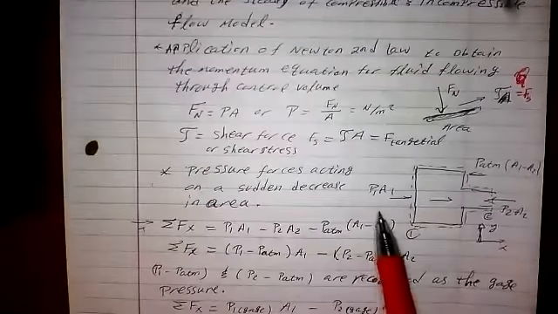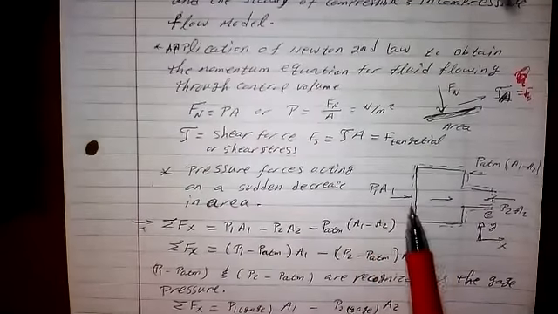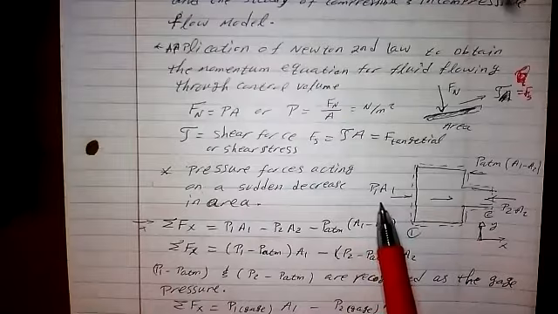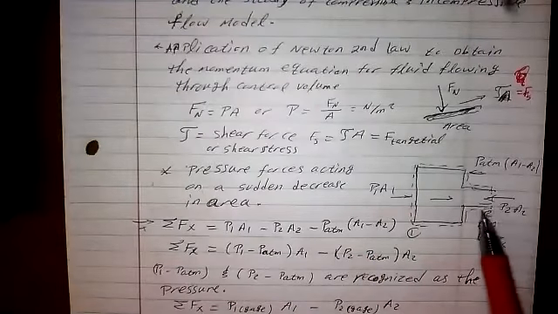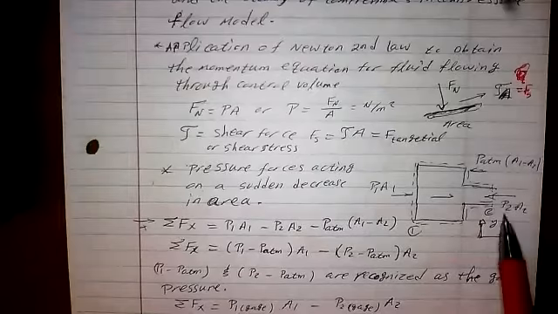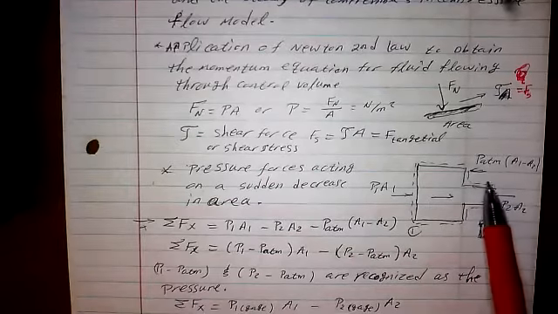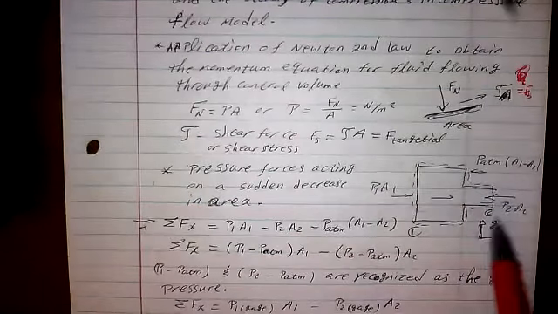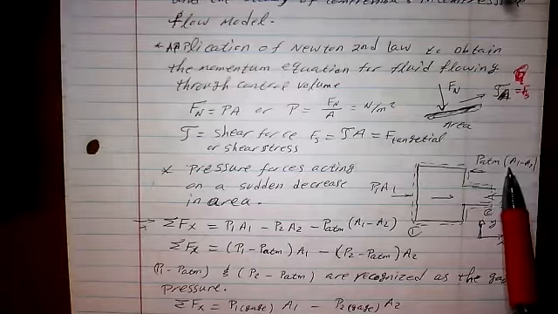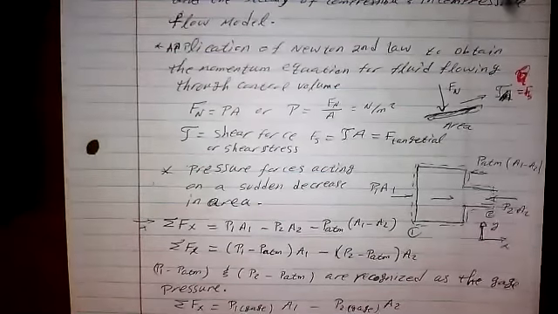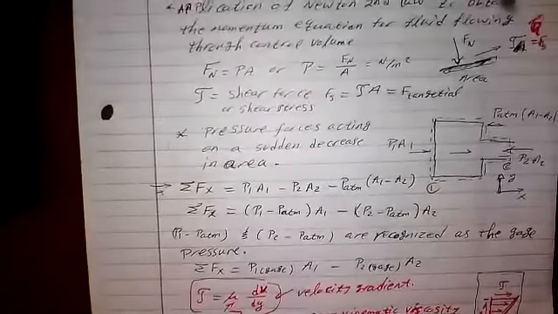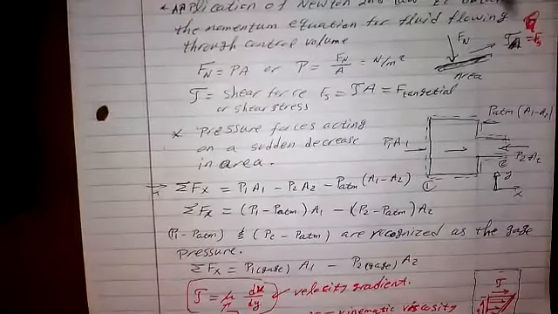There is a force exerted on this side, P1A1, and a force in the opposite direction, the reaction, P2A2. And for the control volume, we have an atmospheric pressure acting on the change in area. Area 1, area 2. Okay, put your seatbelt on.